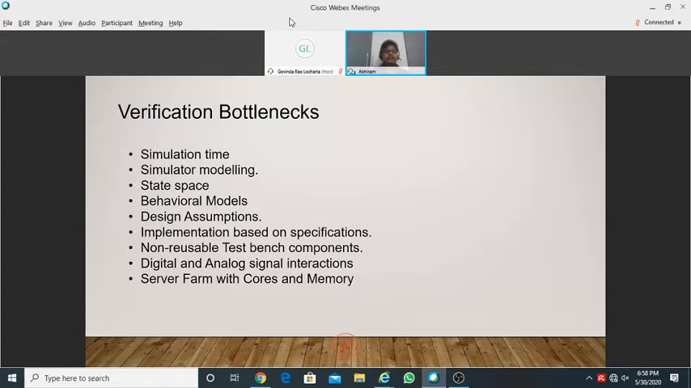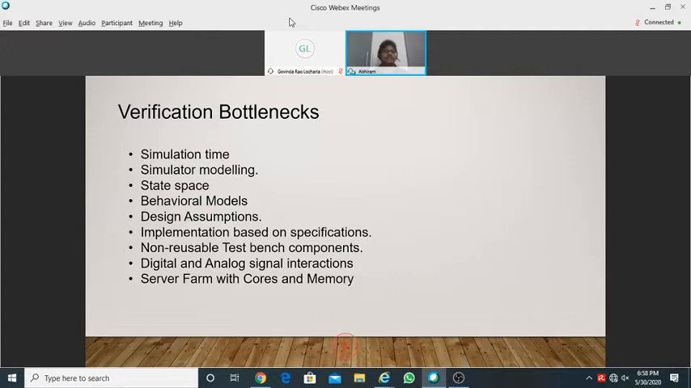And the last second is the digital and analog interactions. Now most of the chip is designed in digital, but when it reaches the pad level, it converts into analog. So there is a loss, or there is a certain kind of problem within the digital and analog interaction. That is where verification cannot 100% close on the functionality.